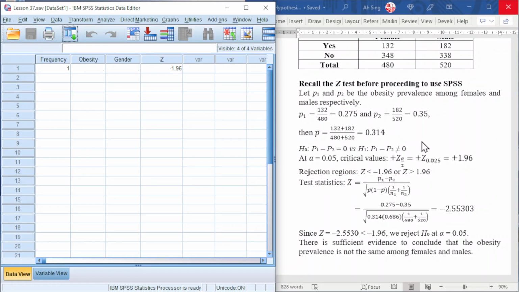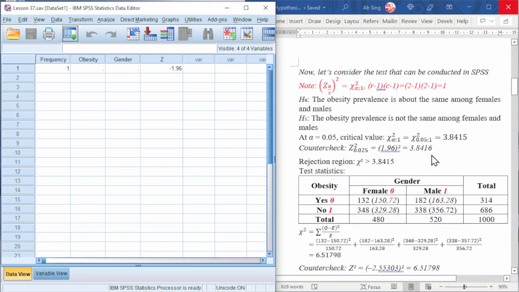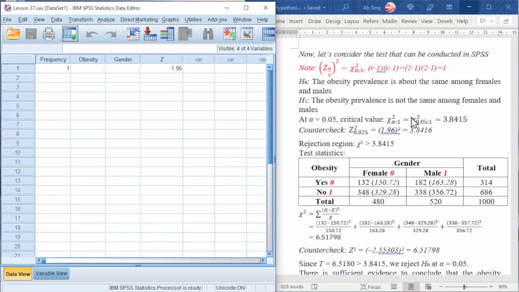Unfortunately, we are not able to conduct that test for two population proportions by using SPSS since it's not available. However, there is an alternative available in SPSS, which is the chi-square test of independence. Recall the relationship between standard normal distribution and chi-square distribution. As long as we conduct a two-tailed test under that test, it's equivalent to conducting a chi-square test, provided that the degree of freedom is equal to 1. From here, we can see that we have 2 rows and 2 columns, which results in degree of freedom equal to 1, and hence we can conduct the chi-square test for this example.